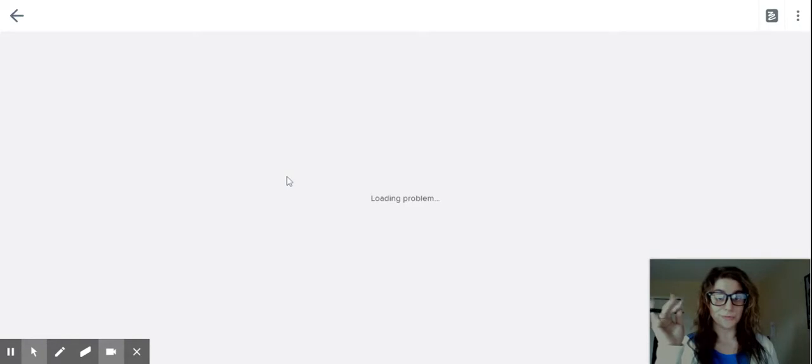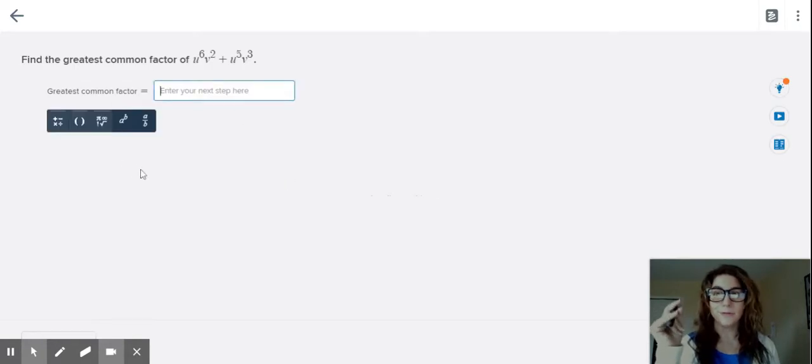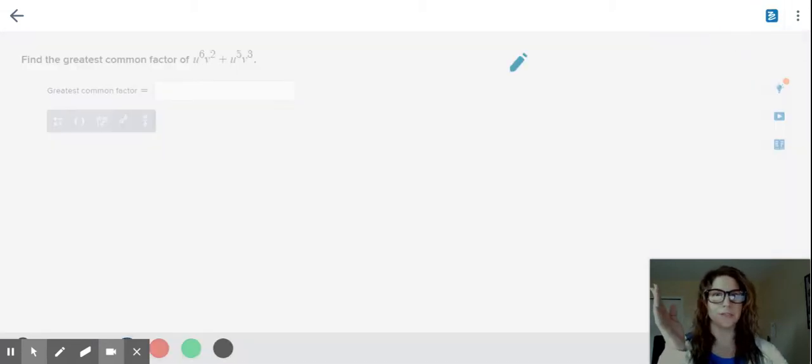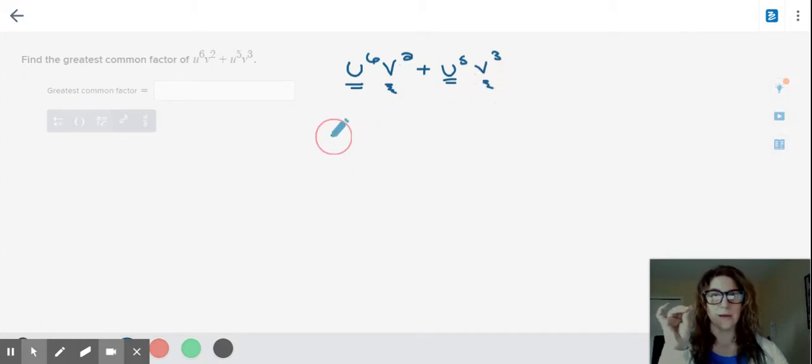if it wants to load. Here we go. Finding the greatest common factor. Okay, so with this, when you have to find your greatest common factor, you are simply looking at, well, what do they share, right? So what do these have in common? Well, one thing they definitely have in common is they both have a U, and they also both have a V. So that's definitely our first thing. I'm going to take the U out. I'm going to take the V out.